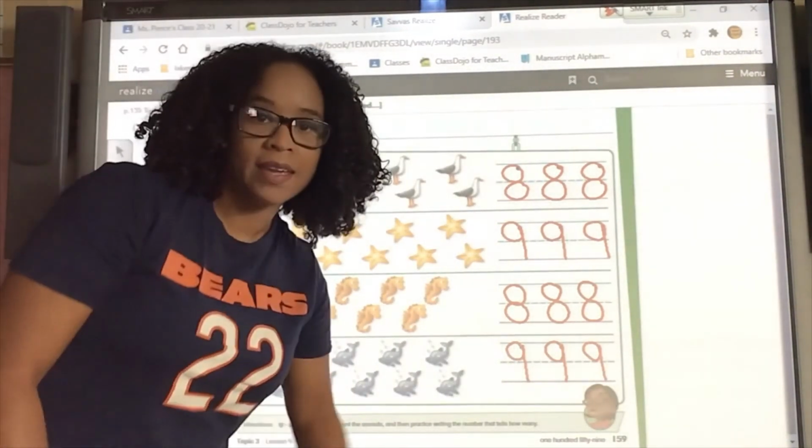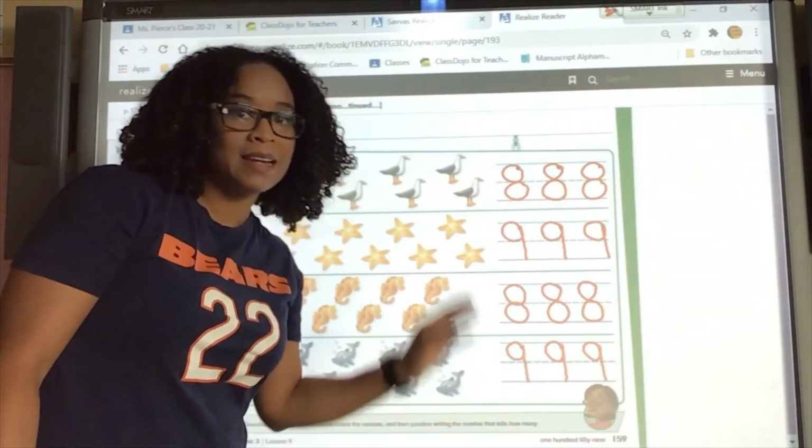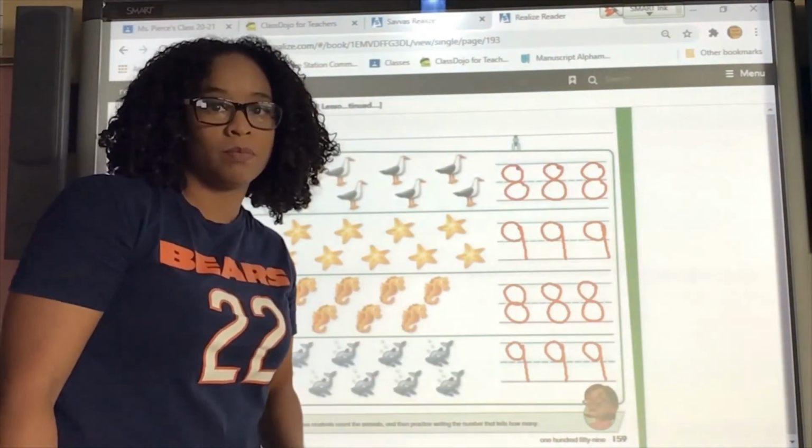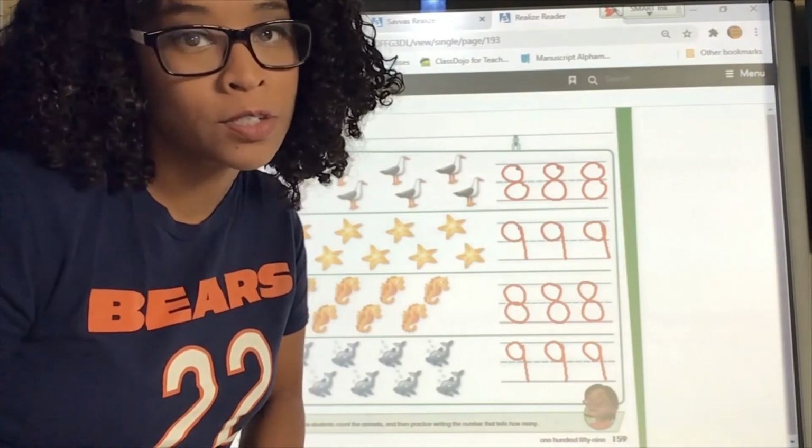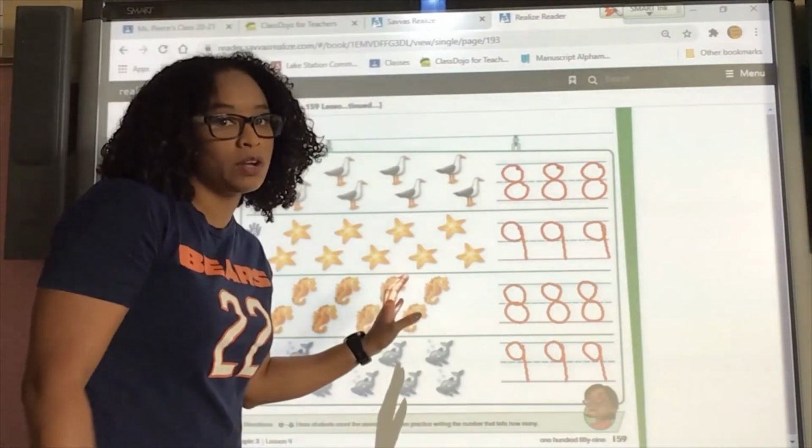All right, so that is our counting 8 and 9 and writing 8 and 9. Please take a picture of your journal so that I can see how well you wrote your 8 and 9s.